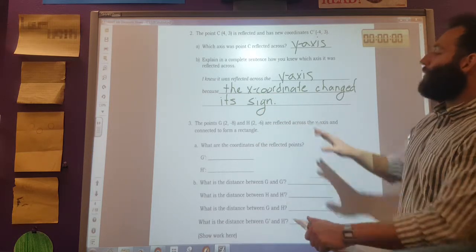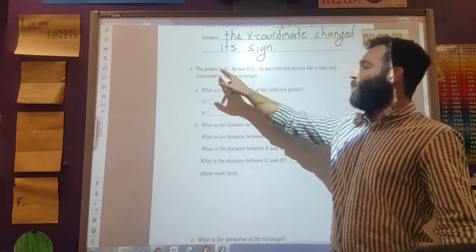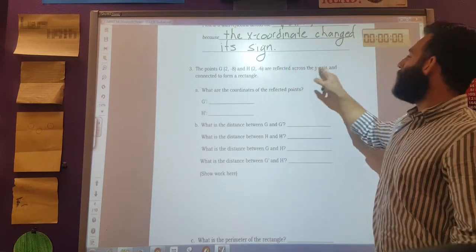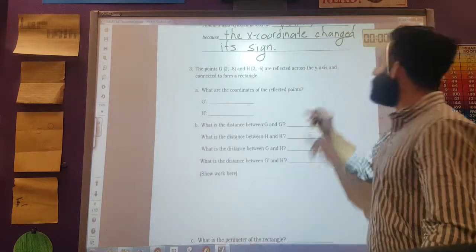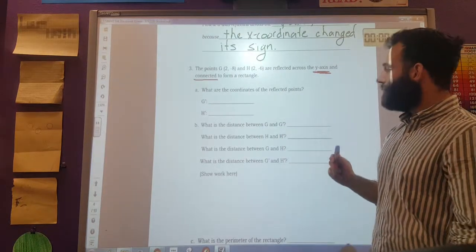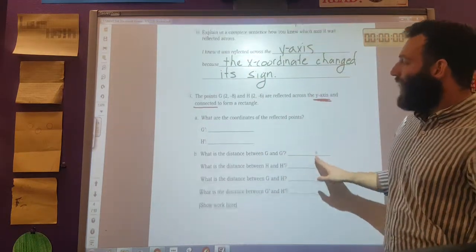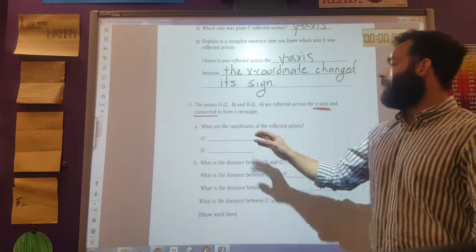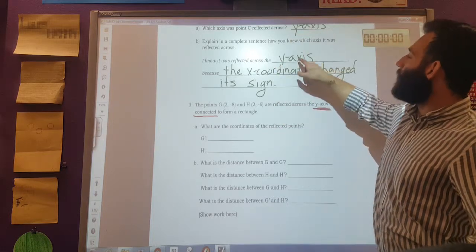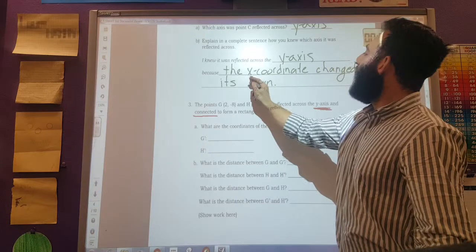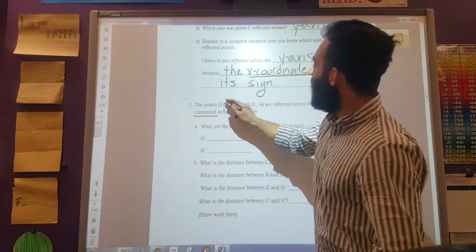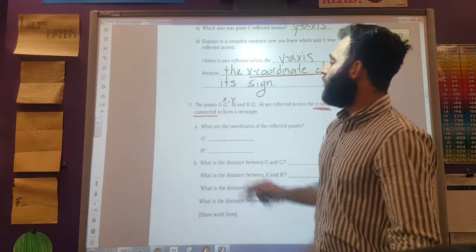Now on number 3, I have the points G, which is at (2, -8), and H, which is at (2, -6). And those points are reflected across the y-axis and connected to form a rectangle. So, I want to know what the coordinates are of the reflected points. If I look back to the sentence here, I know that it was reflected across the y-axis because the x-coordinate changed its sign. So I know that my x-coordinate comes first and then my y-coordinate follows.